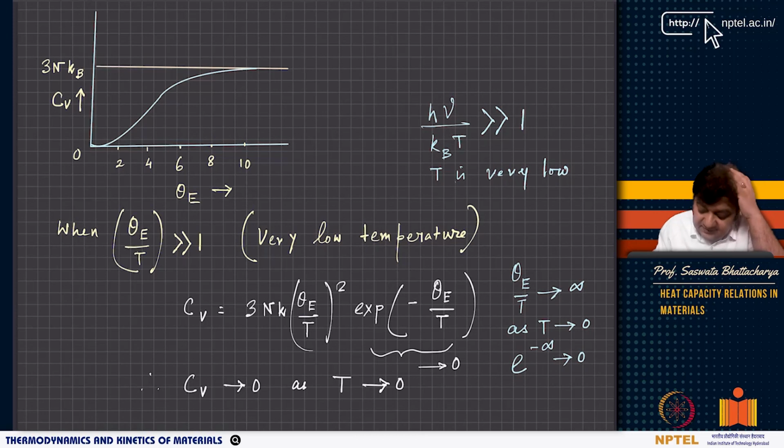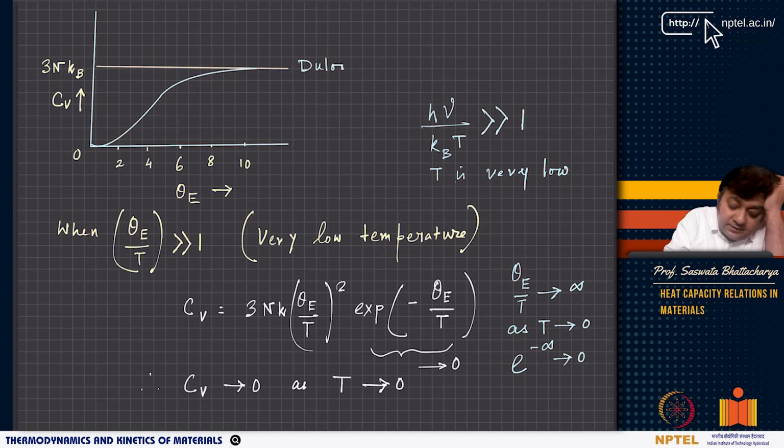So, as a result, as you can see, Cv tends to 0 as T tends to 0. Now, this is the Einstein temperature. As you can see, this is your Dulong-Petit law, 3 N kB, Dulong and Petit's law.